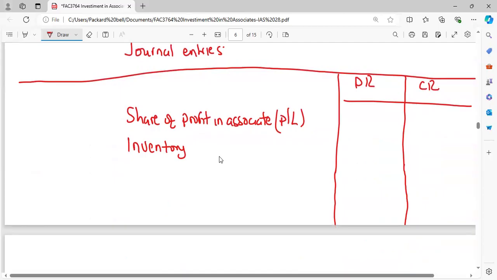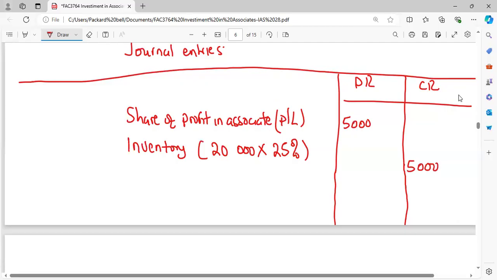We only eliminate to the extent of the investment. So which means our elimination is going to be 20,000 times 25%. Am I right? Yes. 25% is the investment, so we eliminate only to the extent of the investment in the associate. So we're going to eliminate 5,000 here. Right?